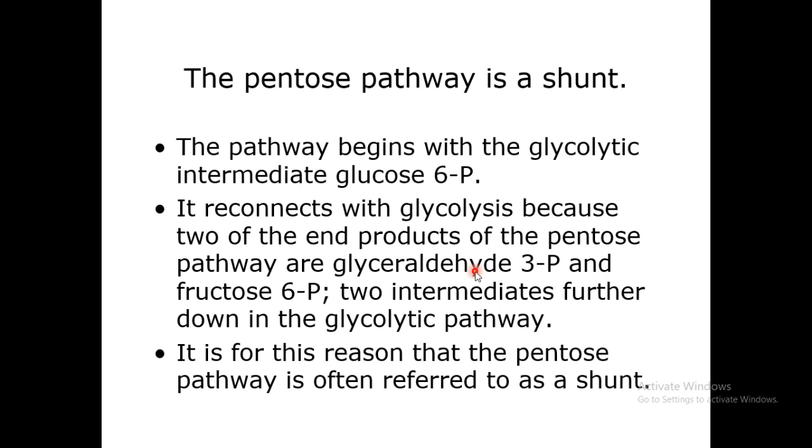So the pentose phosphate pathway is a shunt. So unsay pasabot sa shunt? Bali diversion. So diversion of glucose. Pero later on mag-diverge ra siya, or mag-combine ra siya with the common pathway. So the pathway begins with the glycolytic intermediate G6P, which is the product of step 1 of glycolysis. So it reconnects with glycolysis because two of the end products of PPP are glyceraldehyde 3-phosphate and fructose 6-phosphate, which are also intermediates of the glycolytic pathway. So it is for this reason that the pentose phosphate pathway is often referred to as a shunt, or hexose monophosphate shunt. So pentose phosphate pathway can be called PPP in short.